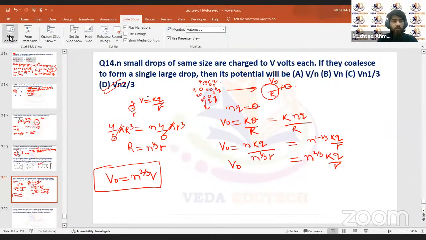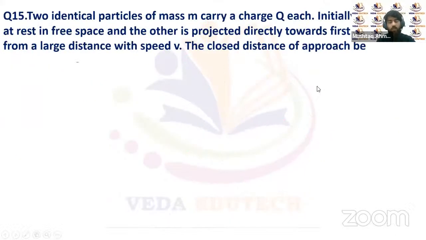Now let's move further. Question number 15 says that two identical particles of mass m carry a charge q each. Initially, one is at rest in free space and the other is projected towards the first particle from a large distance with speed v.